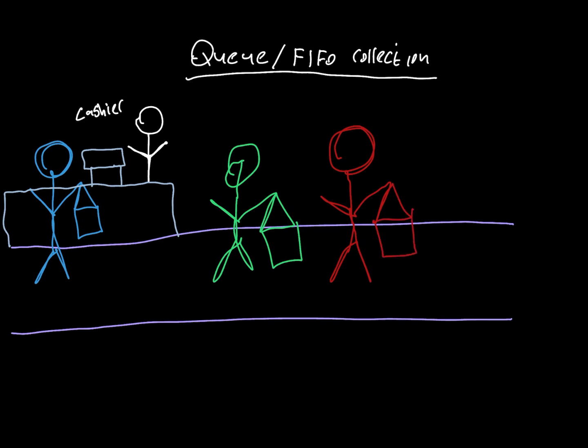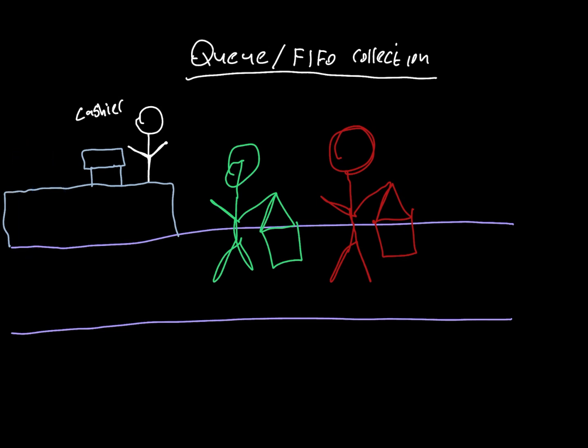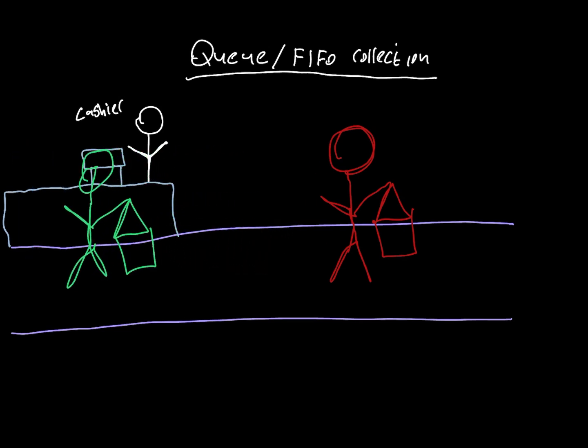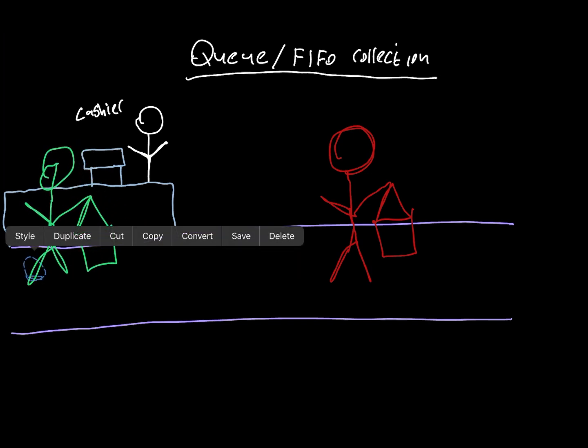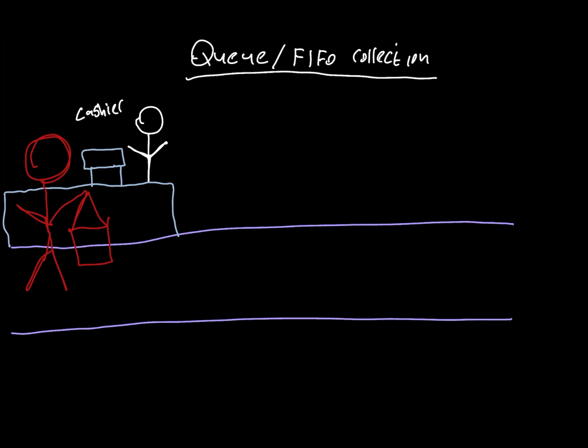Since blue was the first person at the checkout line, they are going to be helped first, and then they're going to leave the grocery store. Green is the next person in line, so they will be helped next. They're going to finish, and then they'll leave the grocery store. Next we have red, they get helped, they check out, and they leave the grocery store. This is the principle behind a queue.